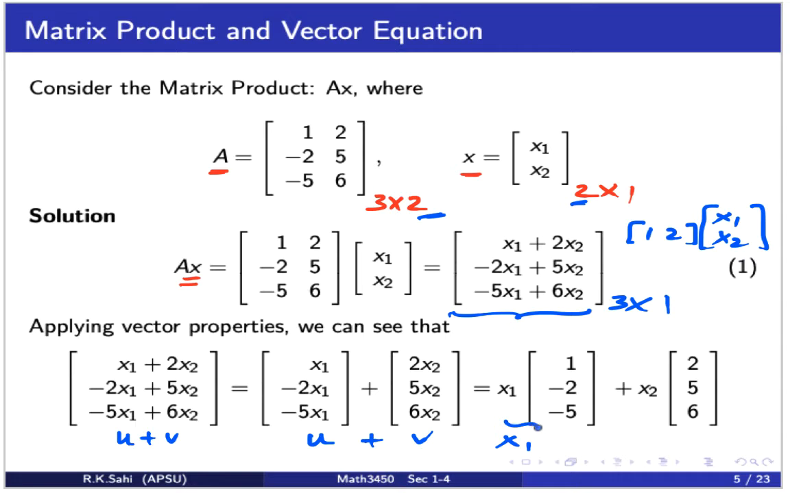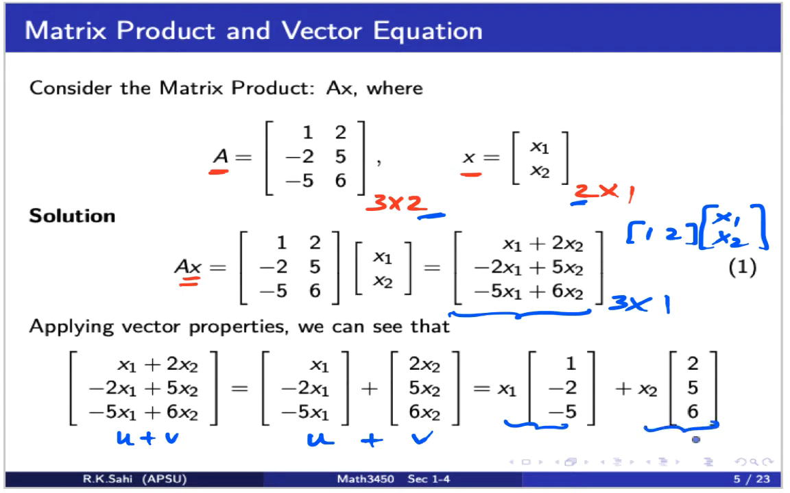So this is how the first one is written. This u has an x1 common, and you can take the x1 out, and then you have this vector inside: 1, minus 2, and minus 5. Similarly, in the second vector, 2x2, x2 is common, so you can take the scalar x2 out and write 2, 5, and 6.